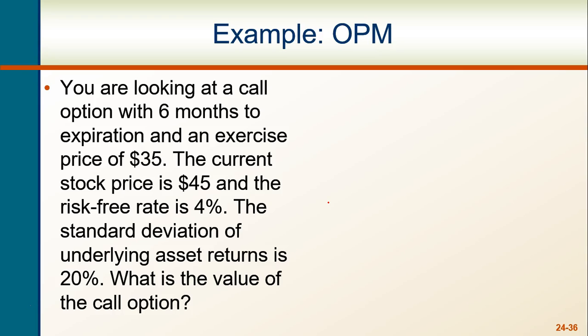And then we have the information about the standard deviation of the underlying asset's returns. In this case, the underlying asset is a share of stock, and its returns have a standard deviation of 20%. And the question is, what is the value of this call option?